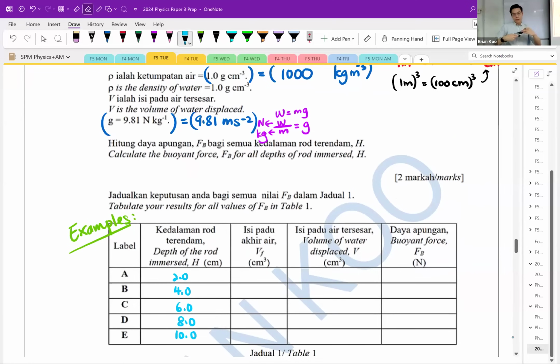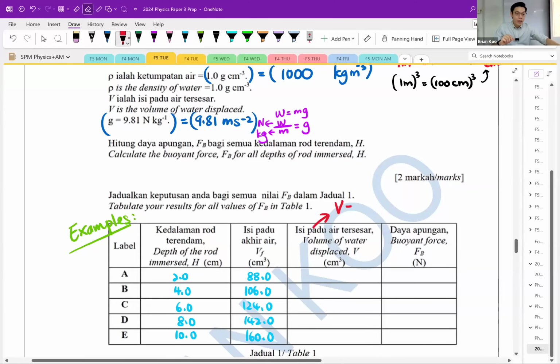88.0, 106.0, 124.0, 142.0. Again, these are just examples. Lastly, 160.0. Okay, let's not forget to find the volume displaced.